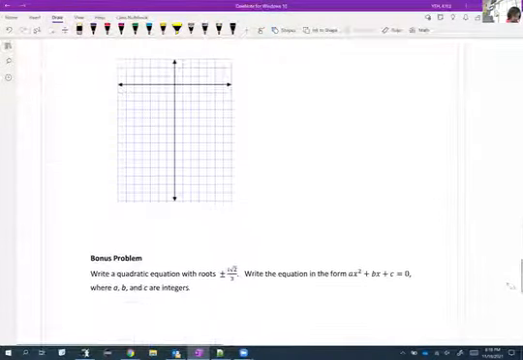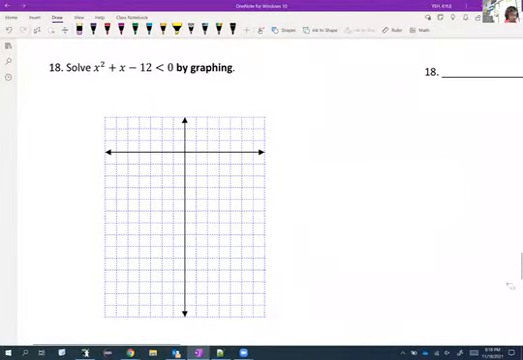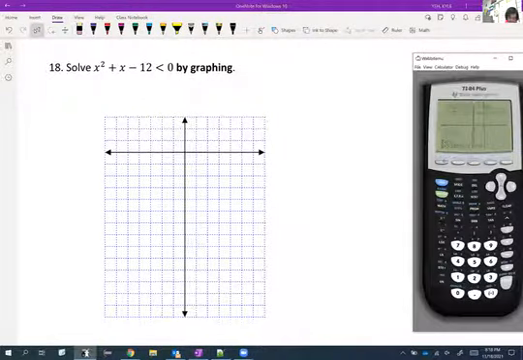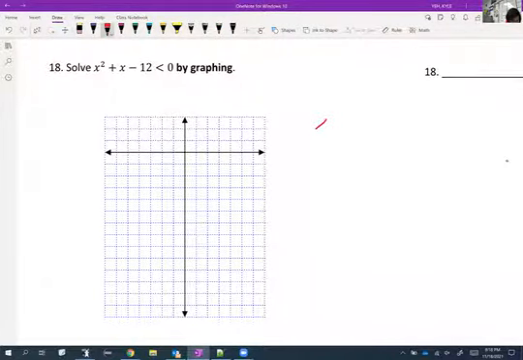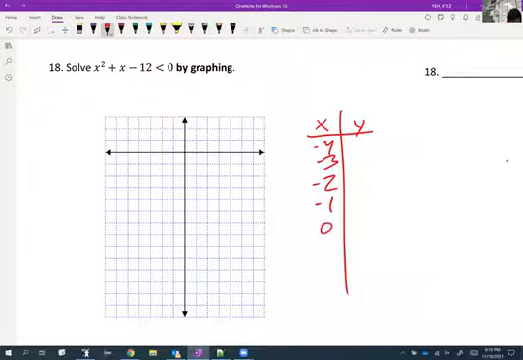All right, 18, a one variable inequality. Solve this by graphing. So again, I might just come to my calculator and say x squared plus x minus 12. Graph. And it draws it. There's my parabola. I'm going to grab the table and find some things. So I'm just going to copy these down, going from -4 to 2. So x, y: -4, -3, -2, -1, 0, 1, 2.